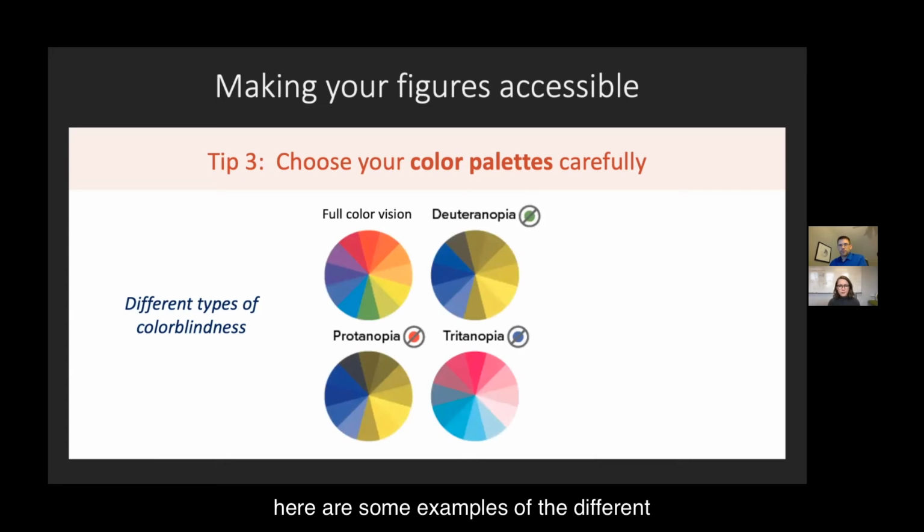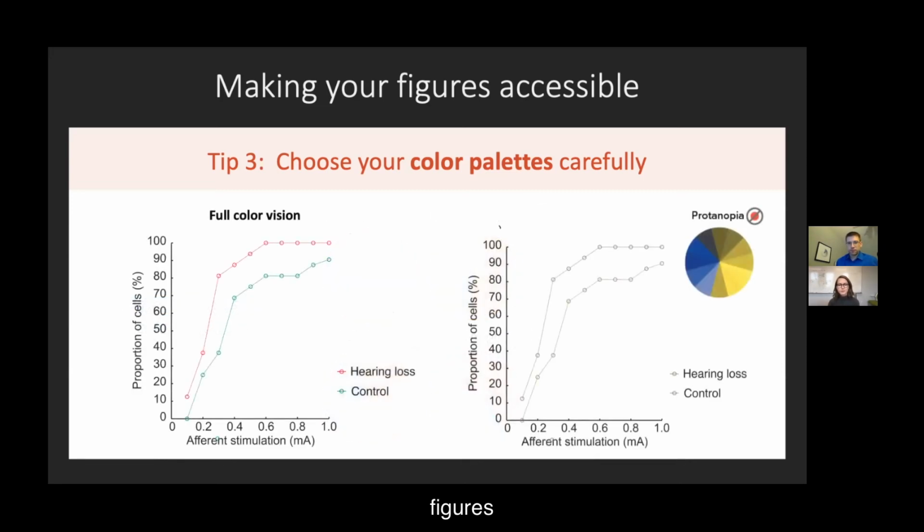Here are some examples of the different types of color blindness. So we have deuteranopia, protanopia, tritanopia. These are different types of color blindness where one may not be able to distinguish reds from greens, or maybe the reds and yellows might be kind of similar and the blues and greens might be kind of similar. So it's important to keep this in mind as you make your color choices in your figures.